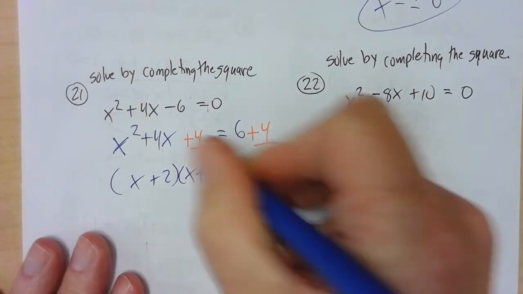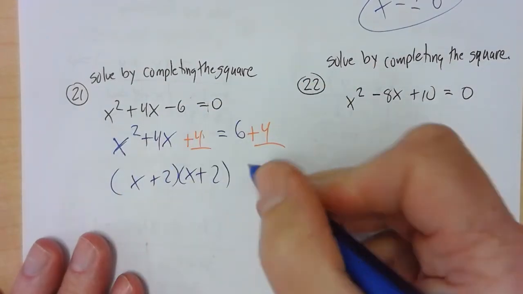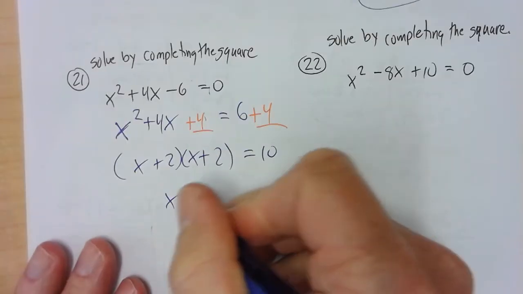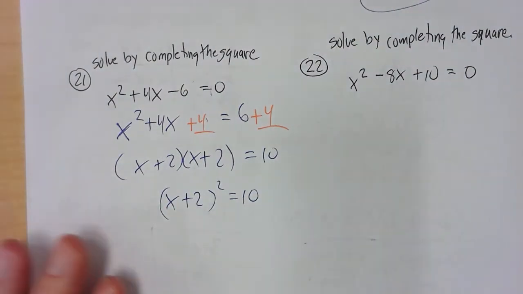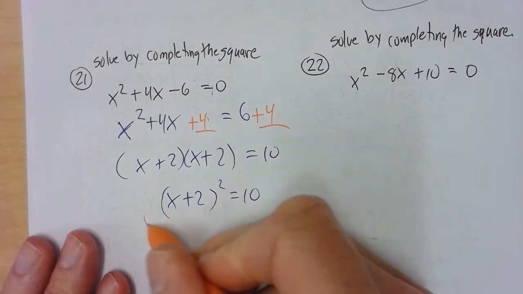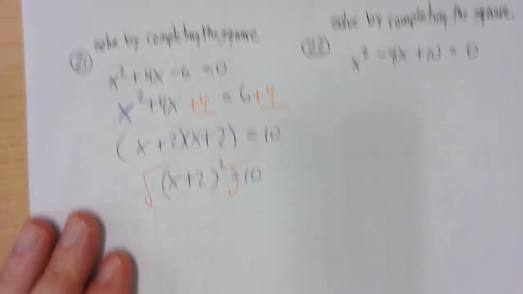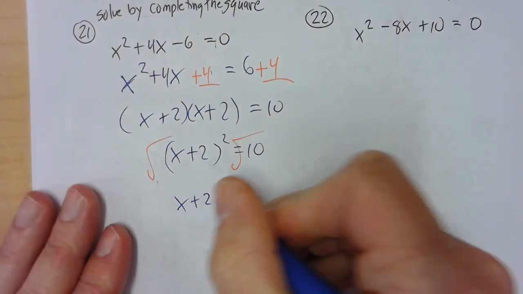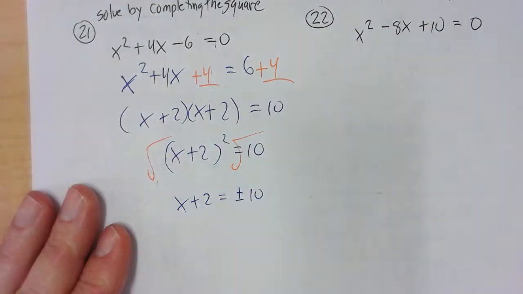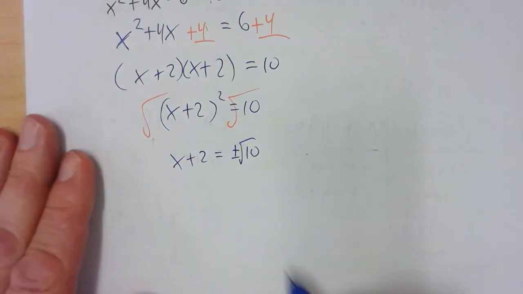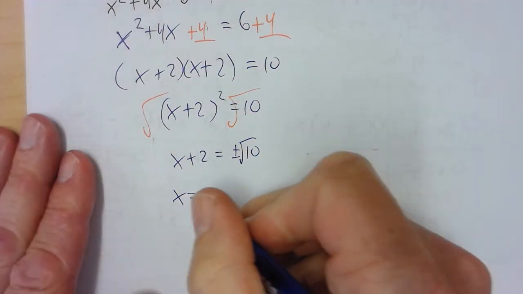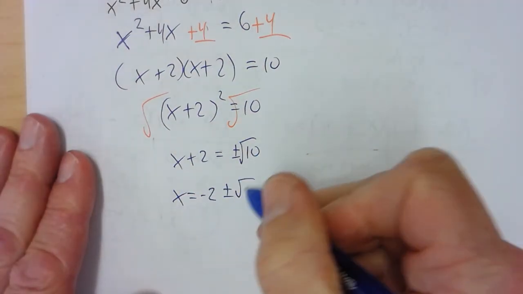That's the whole point, we created something that factors, equal to 10. Rewrite it: x plus 2 quantity squared is equal to 10. Now I do the opposite of squaring, which is to take the square root of each side of the equation, and I get x plus 2 is equal to plus or minus the square root of 10. Subtract the 2 over: x is equal to negative 2 plus or minus the square root of 10.